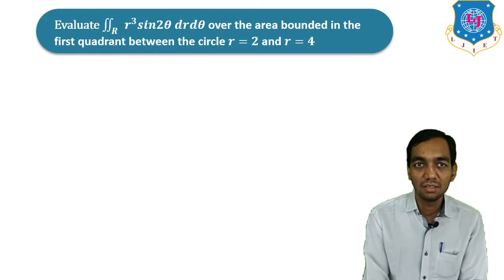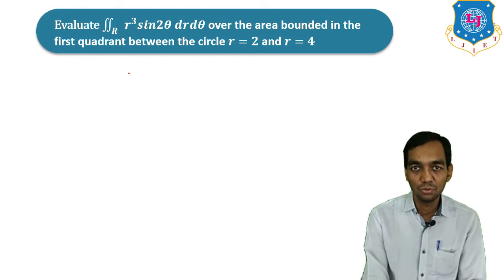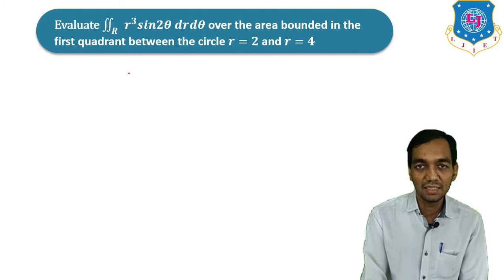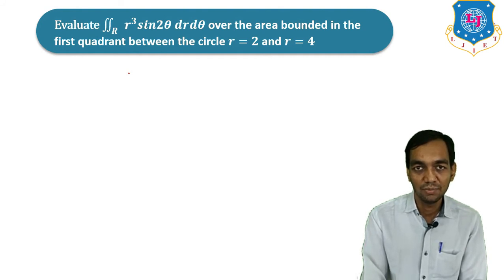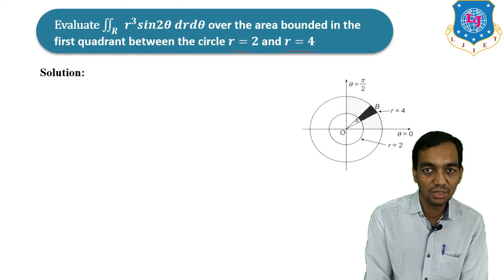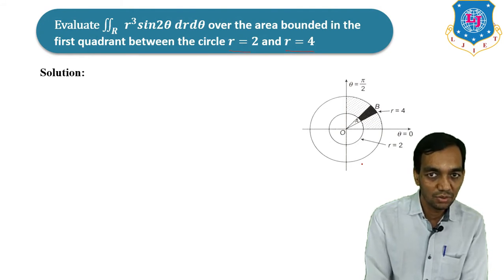Evaluate the double integration of R cube sine 2 theta dr d theta over the area bounded by the circles in the first quadrant between circle R is equal to 2 and R is equal to 4. That means you have been given two circles. R is equal to 2 is the equation of a circle. As we have seen, R is equal to constant is a circle having center 0, 0 and radius 2. And R is equal to 4 is a circle having center 0, 0 and radius 4. So you have two different circles.